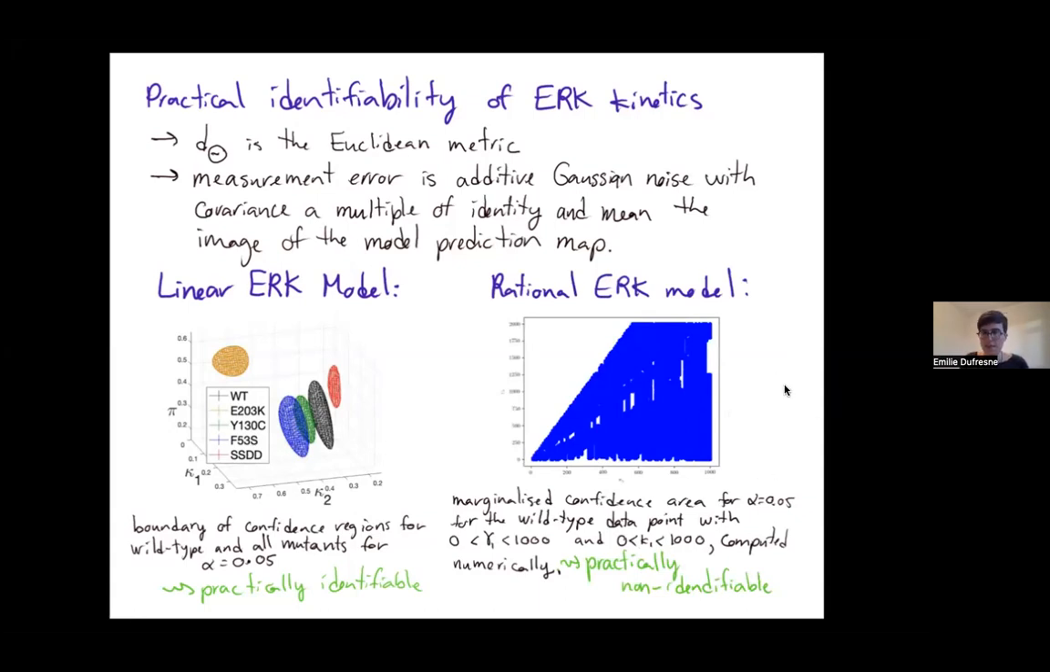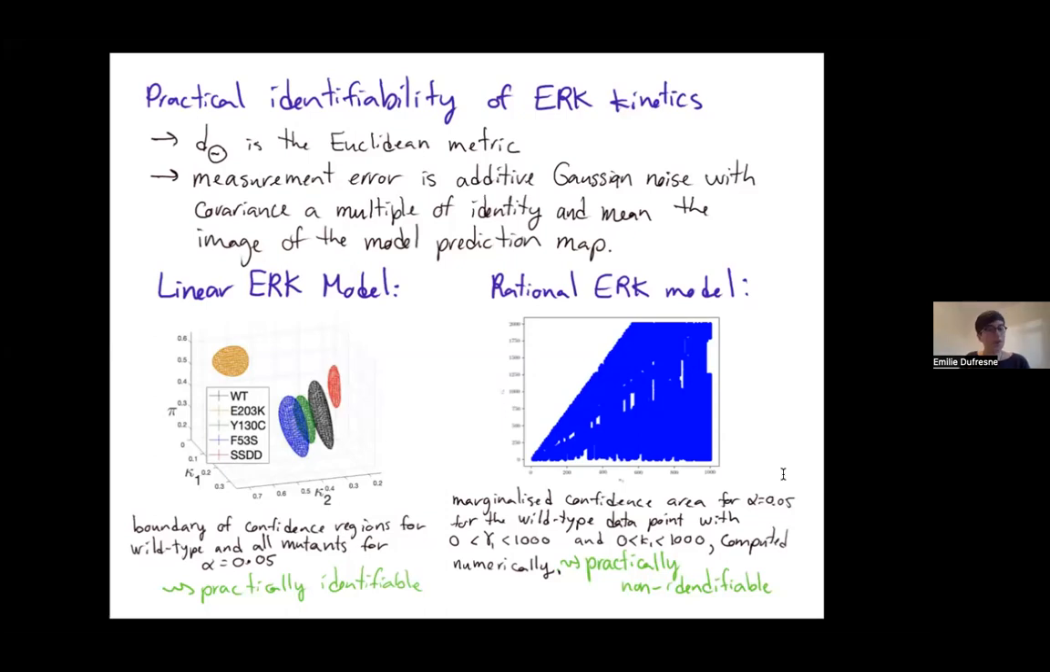In this case, the parameter space is 5-dimensional, which is harder to describe. And so in this case, we've plotted marginalized confidence areas. Okay, this is tiny, but in the vertical direction is gamma 1, and the horizontal direction is kappa 1. And they vary from 0 to 1,000. And this is the plot for the confidence area for alpha equals 0.05.